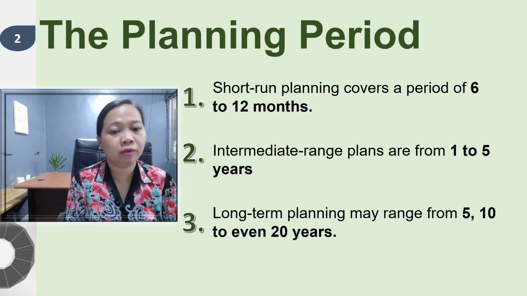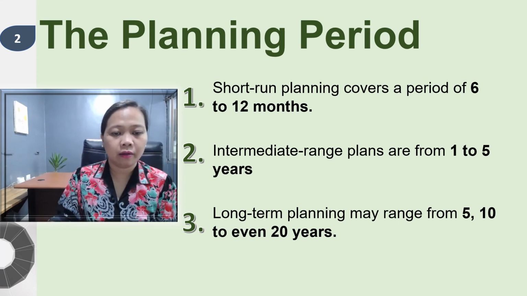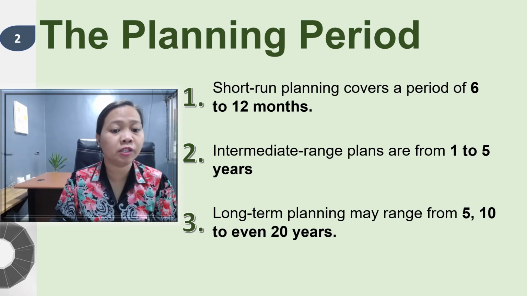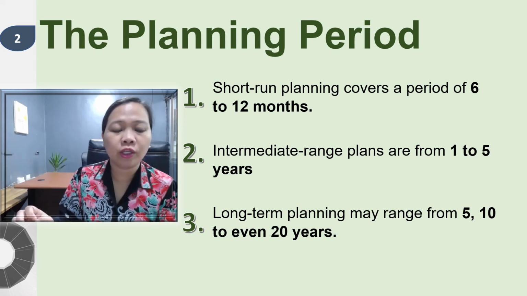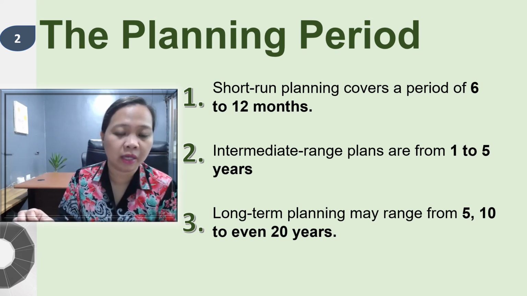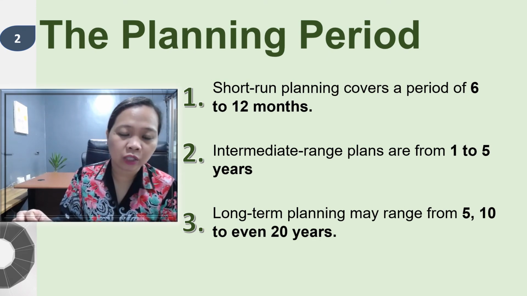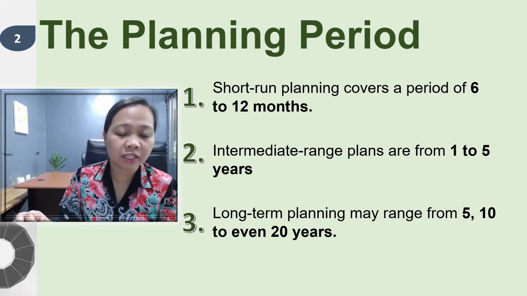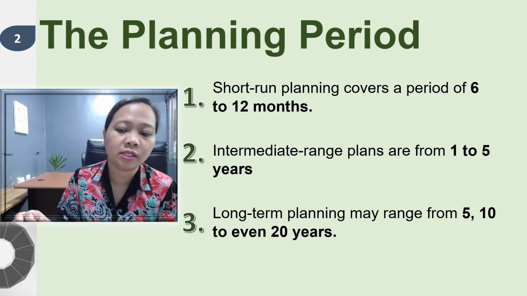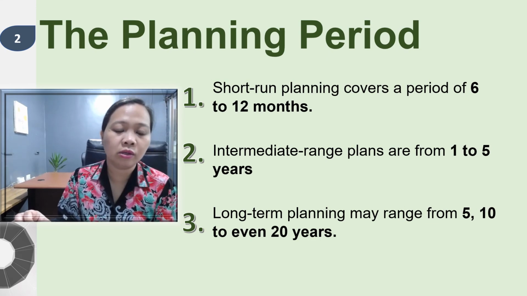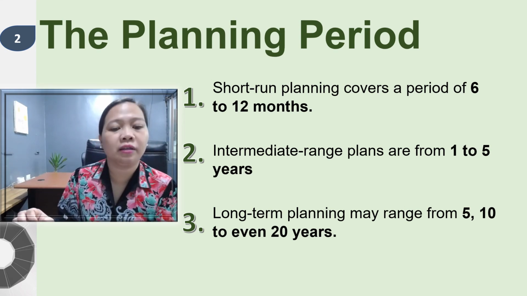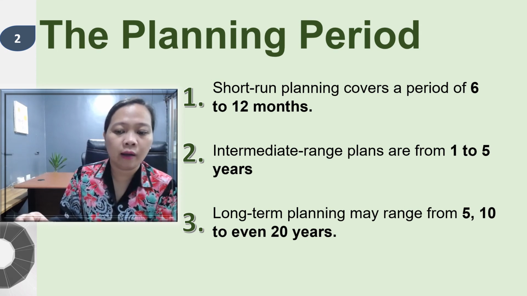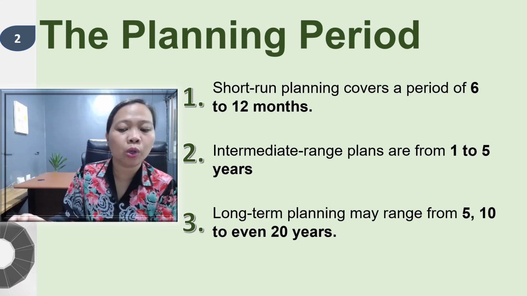So our second topic is about the planning period. There are three planning periods to be considered. The first one is the short-run planning, or short-term planning. It covers a period of about 6 to 12 months, right? For example, as a student, you plan to pass this subject, our coming exams. So it's a short-term plan. What you're going to do in order to pass this subject is you have to study, make assignments on time, and submit the requirements, the projects, and everything. That's an example of a short-term plan.